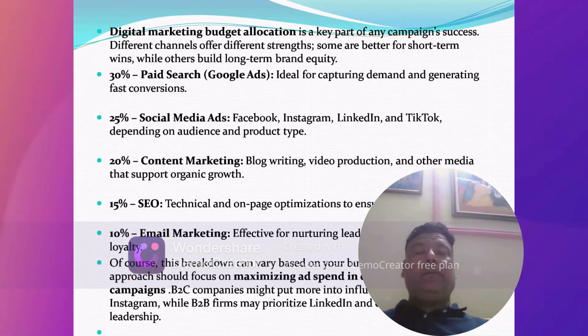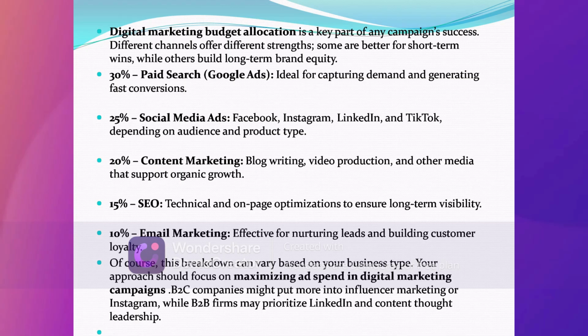Just by an example, I would like to explain how a particular allocation of digital marketing can be done in a particular campaign. As every channel has some strengths and some weaknesses, some channels are very helpful in the short term, while some help you gain long term brand equity. For example, you can allocate 30% of the budget to paid Google Ads for capturing immediate demand and generating fast conversions. If you want to see results in a quick span of time, you can spend 30% of the money on paid advertisement.